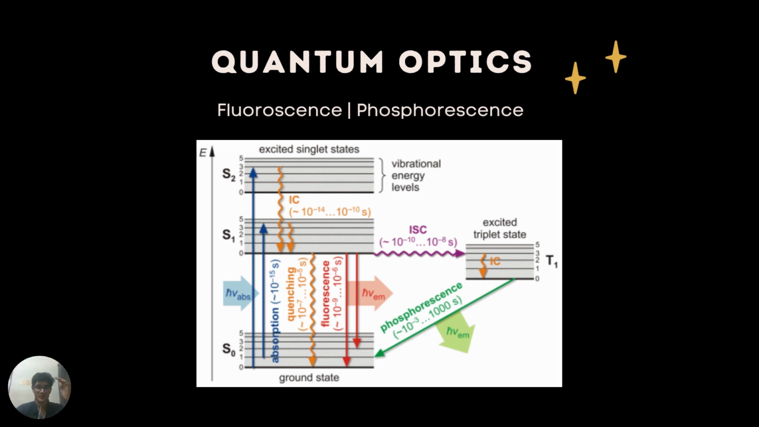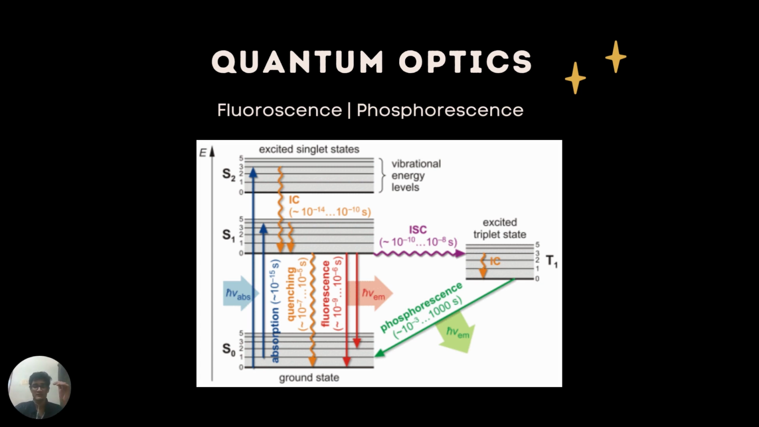Now S1 and S2 are higher energy states. What happens is electrons, when they go to the higher energy state, may quickly lose their energy and come back to state zero by emitting photons. This phenomenon is called fluorescence.